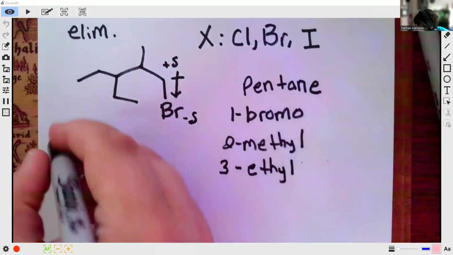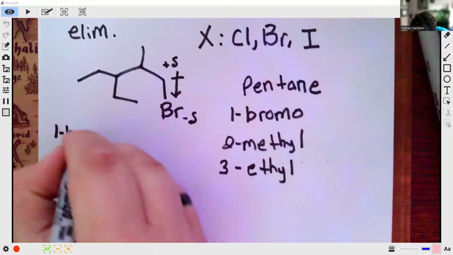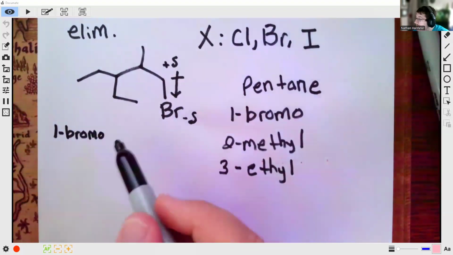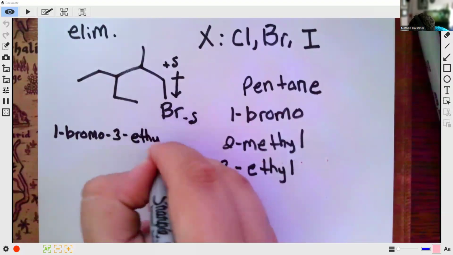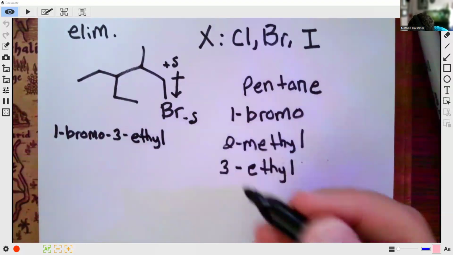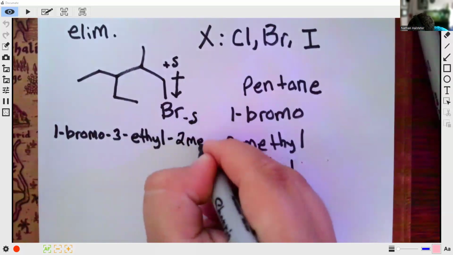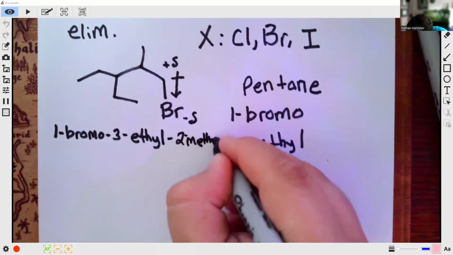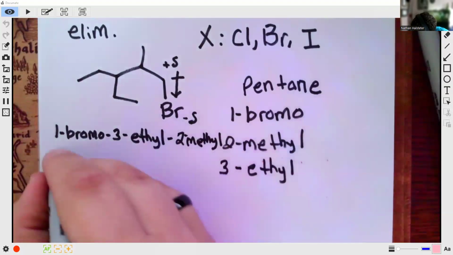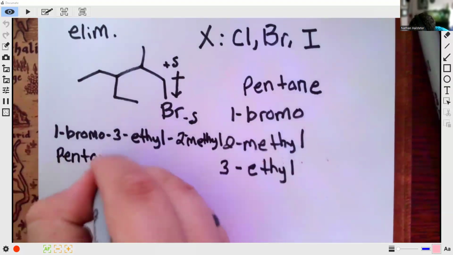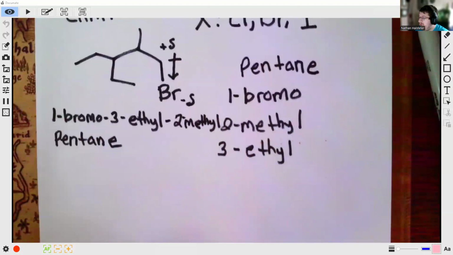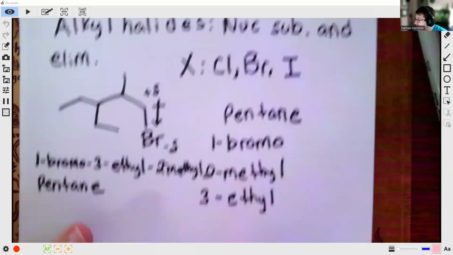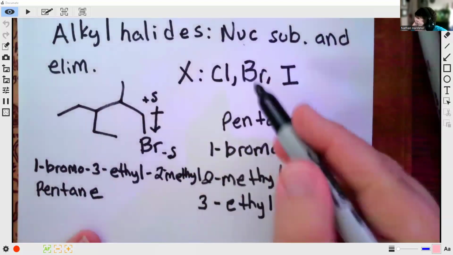So putting them in the correct order, we should have 1 bromo. Remember, anytime you're in between a letter and a number, there should be a dash. 3 ethyl, 2 methyl. Oops, almost forgot my dash there. Methyl pentane. Hopefully that should be review. We're going to do another practice or two just to make sure that's something you're remembering. And of course, the abbreviation when we have a bromine is bromo.